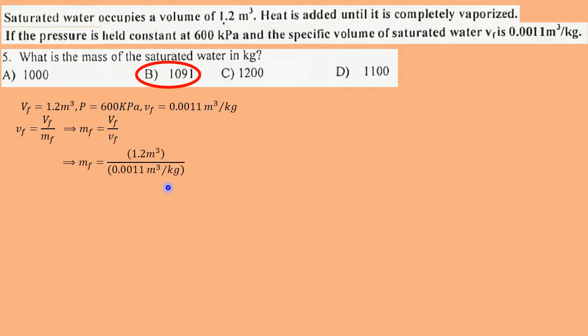So when we have that substituted, this is what we have here. We can even look at the units. So meter cube, we take care of meter cube, so we're just left with kilograms. Now that gives us mf equals 1090.909091 kilograms. So I think you should verify that answer with your calculator. So when we round up to the nearest unit, we're going to have mf equals 1091 kilograms.